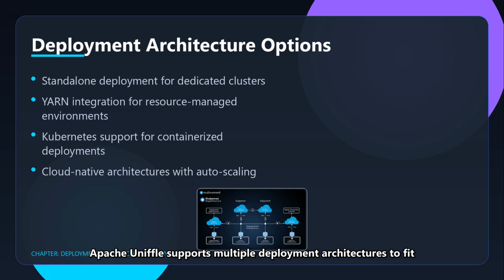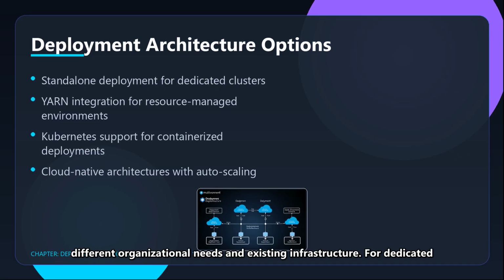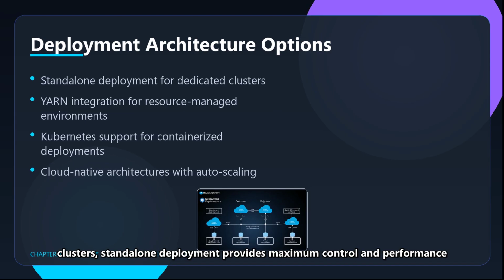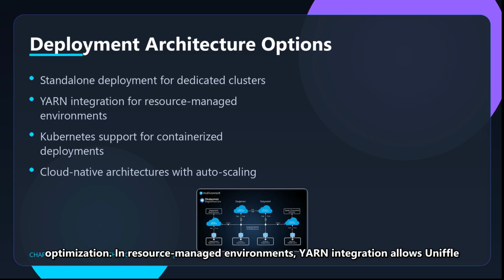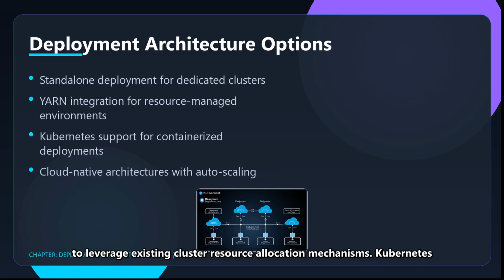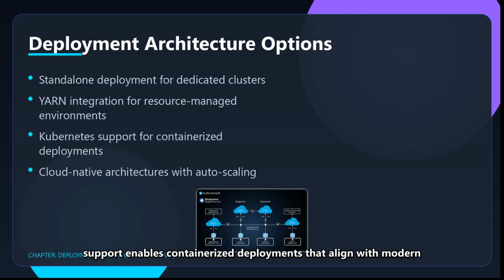Apache Uniffle supports multiple deployment architectures to fit different organizational needs and existing infrastructure. For dedicated clusters, standalone deployment provides maximum control and performance optimization. In resource-managed environments, Yarn integration allows Uniffle to leverage existing cluster resource allocation mechanisms.